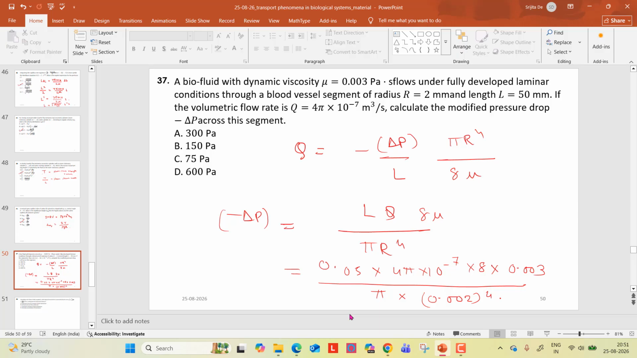Minus 7, 10 to the power minus 2, 10 to the power minus 9, 10 to the power minus 12 into 10 to the power minus 12. Okay. Divided by, so it is 4.8 into 10 to the power minus 10.